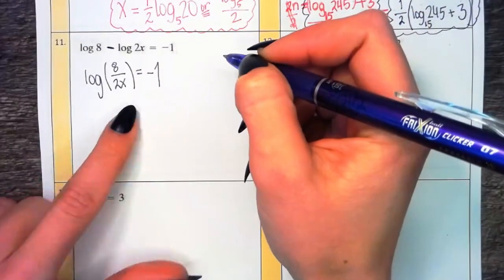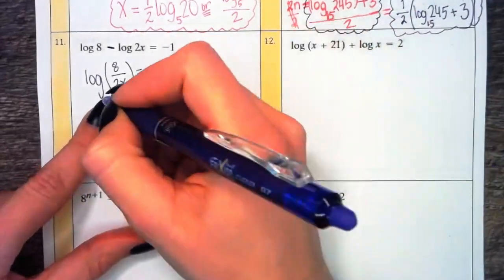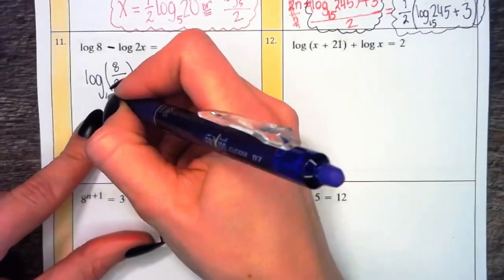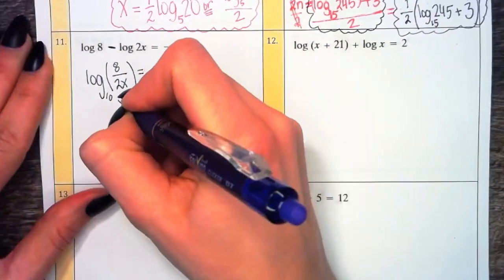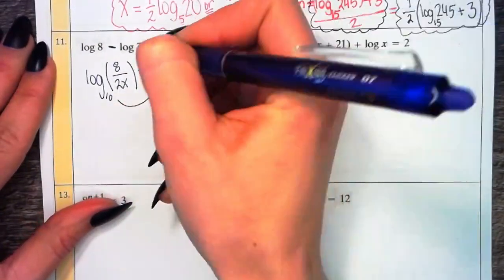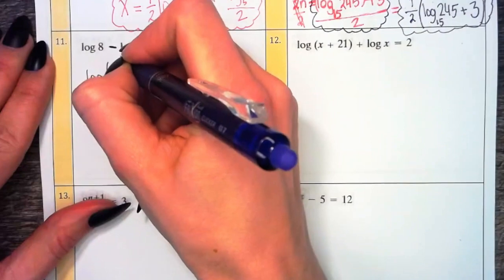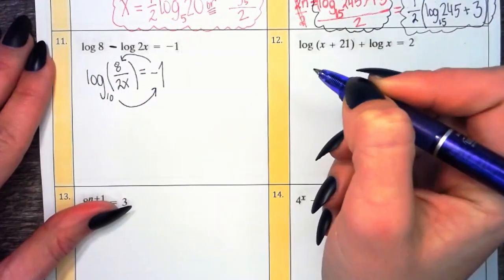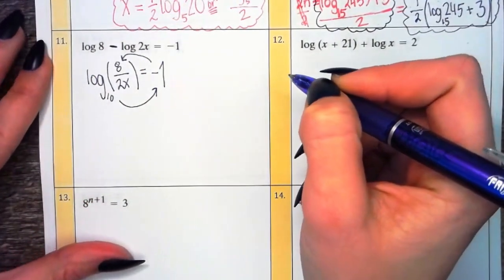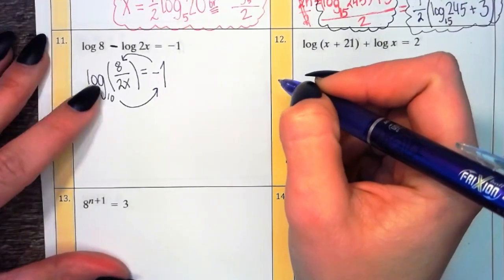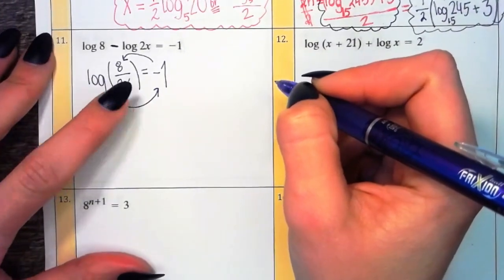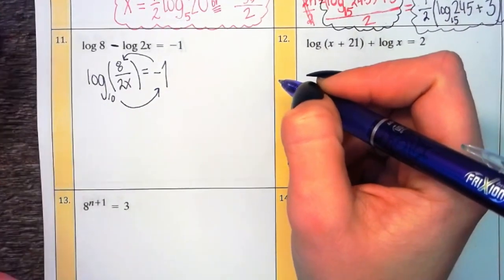Equals -1. Nothing's written here, but that doesn't mean nothing's there at all. That's actually at the base 10. And we have our single logarithm. We're in logarithmic form, and we are just going to swing it around and turn this into exponential form, because you need to use the inverse to solve for what's inside the log. So that means I have to use an exponential.